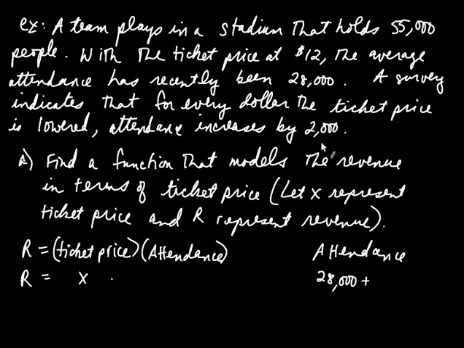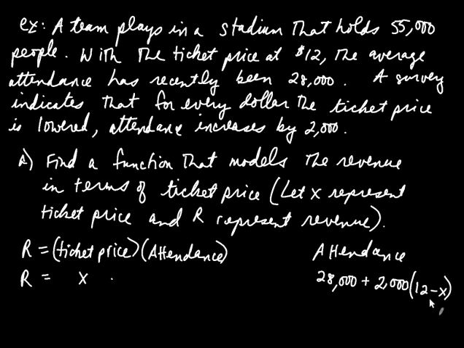And this says every time you lower the ticket price by $1, you gain 2,000 people. So let me ask you, is the attendance going to be 28,000 plus 2,000? Well, that's only if you've lowered the ticket price by $1. If you lowered the ticket price by $2, you're going to get 4,000. And $3, you're going to get 6,000. So in other words, you have to multiply this by the difference between the current ticket price, which is 12, and the new ticket price. So this is going to be 12 take away x.